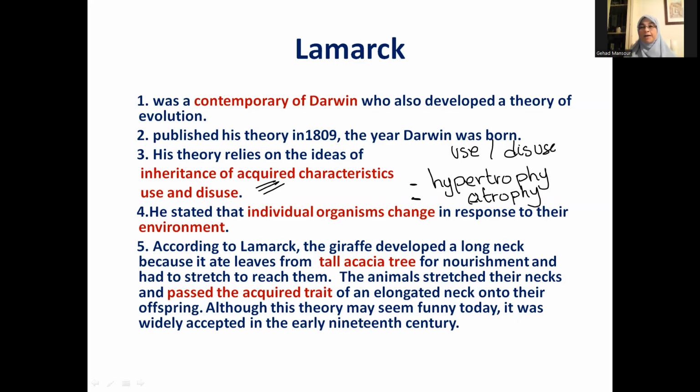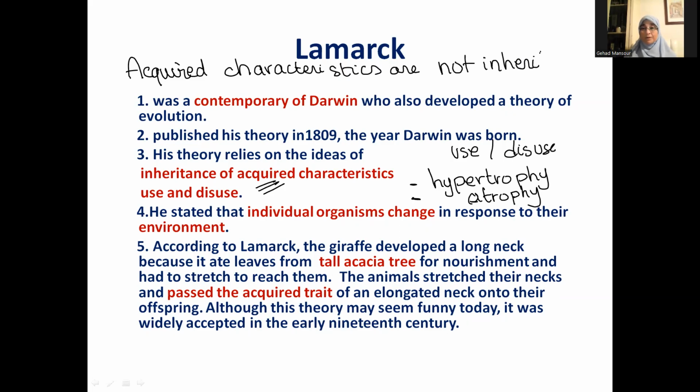If you play sports and have hypertrophied muscle, this doesn't mean that your offspring will have hypertrophied muscles, because this is an acquired characteristic. So we now know that acquired traits or acquired characteristics are not inheritable. Only genetic characteristics are inheritable. We can only inherit traits or characteristics through our genes.